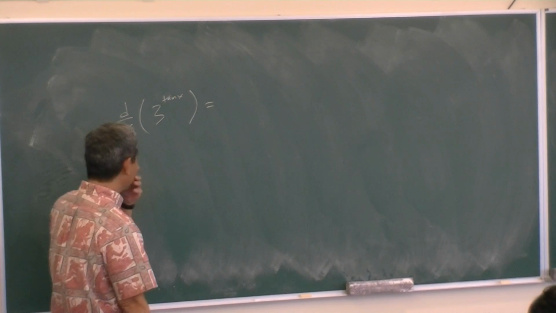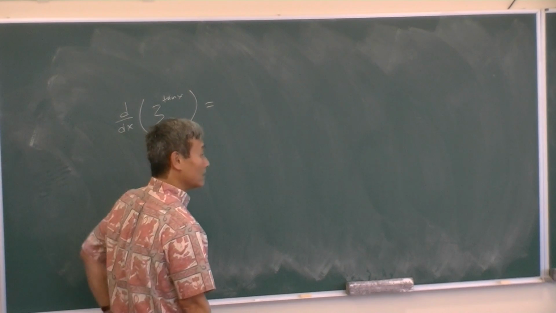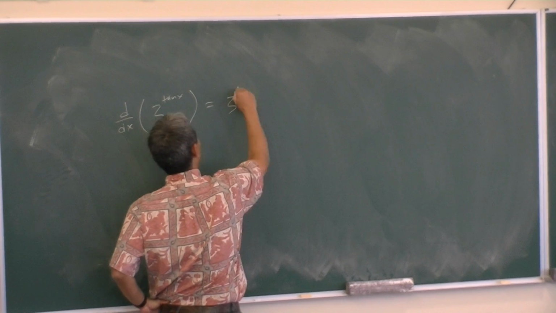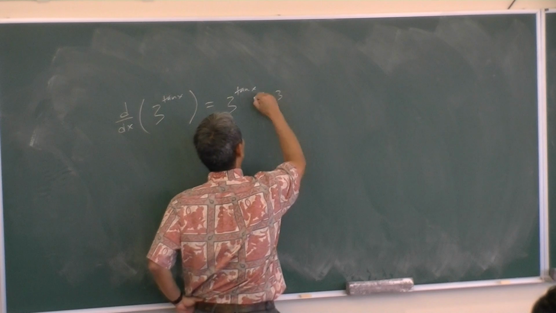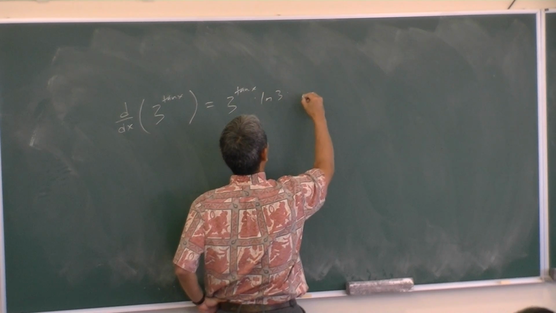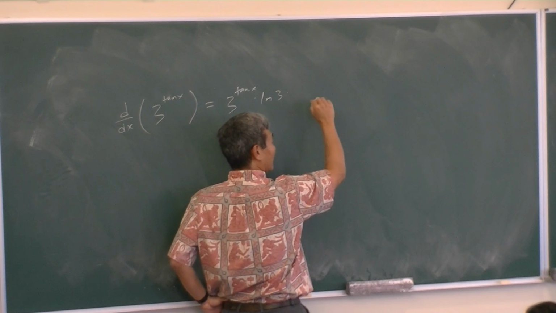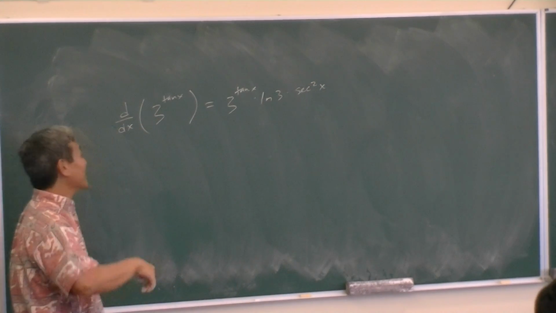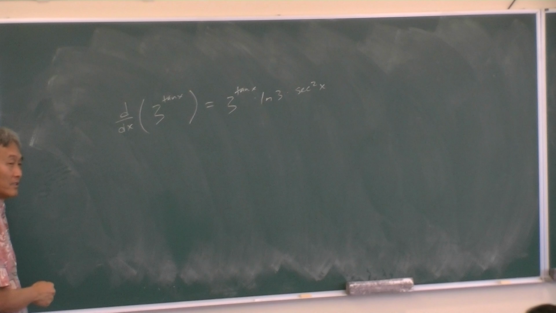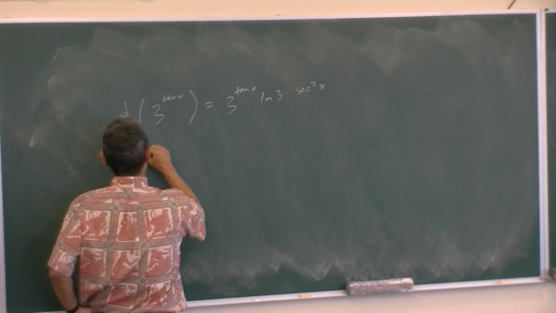Wang. What is the derivative of 3 to the tan x? 3 to the tan x ln 3, times secant squared. The derivative of tangent is secant squared. How come we don't know derivatives? How can we not know derivatives and integrals?